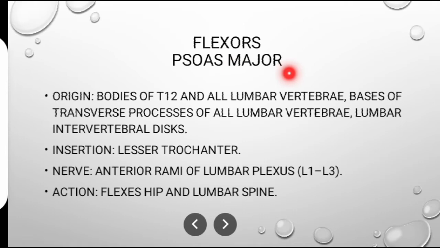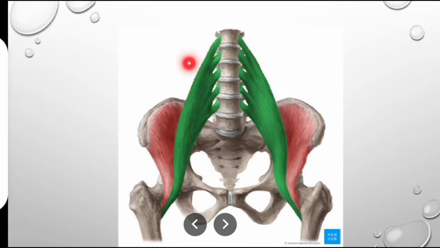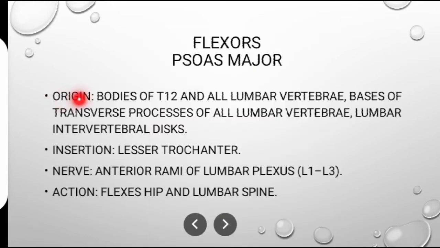The first muscle that is involved in hip flexion is the psoas major muscle. The muscle in green is psoas major. Its origin is from the bodies of T12 and all lumbar vertebrae, the bases of the transverse processes of all lumbar vertebrae, and lumbar intervertebral discs. Insertion is on the lesser trochanter.